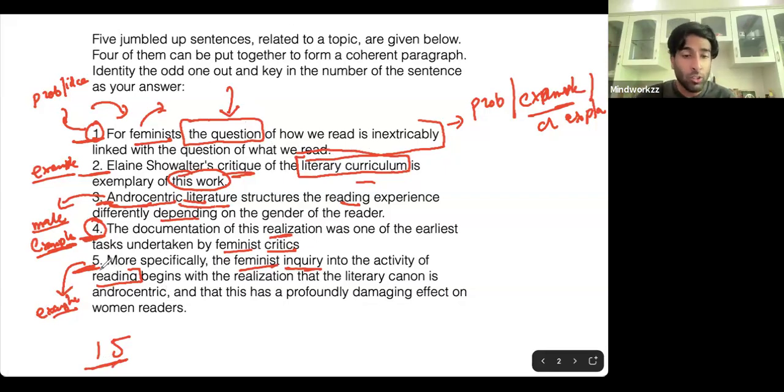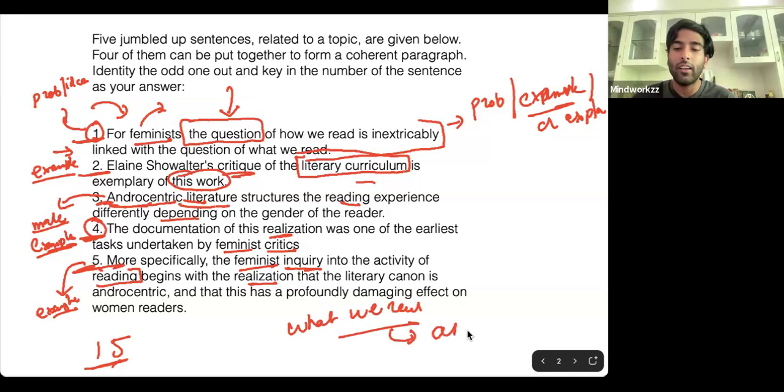And more specifically, the feminist inquiry into the activity of reading begins with the realization that a literary canon, or the books, the things which you read, is androcentric. So what we read was the question posed in sentence number 1. And what do they read is being answered in sentence number 5: they read things which are androcentric.